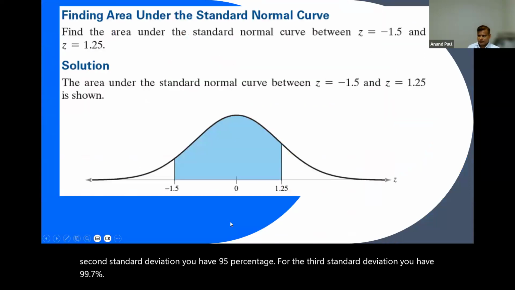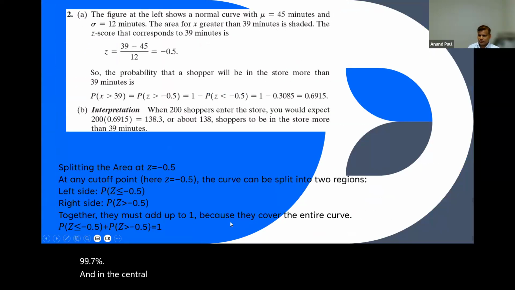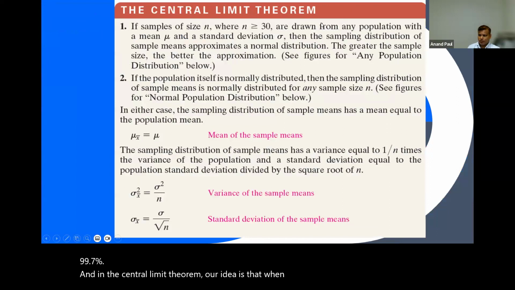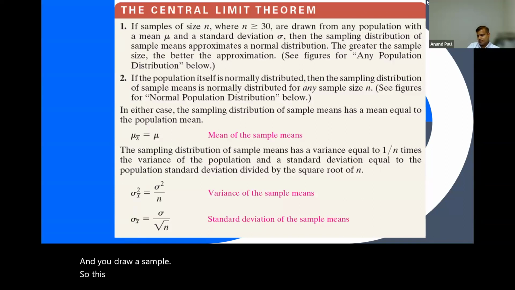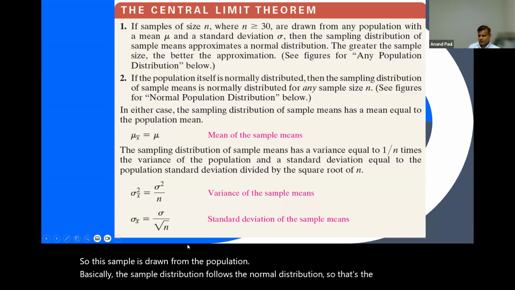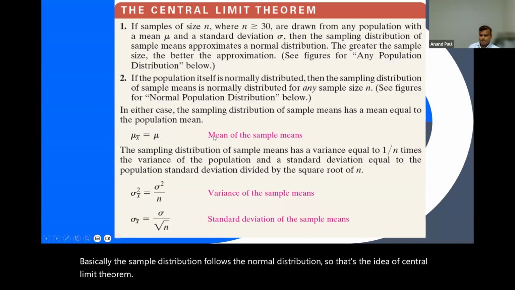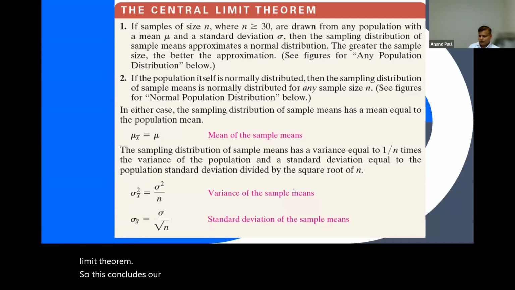And in the central limit theorem, our idea is that when you have a sample of more than 30 and you draw a sample, this sample is drawn from the population. Basically, this sample distribution follows the normal distribution. So that's the idea of the central limit theorem. This concludes our lecture on the normal distribution.